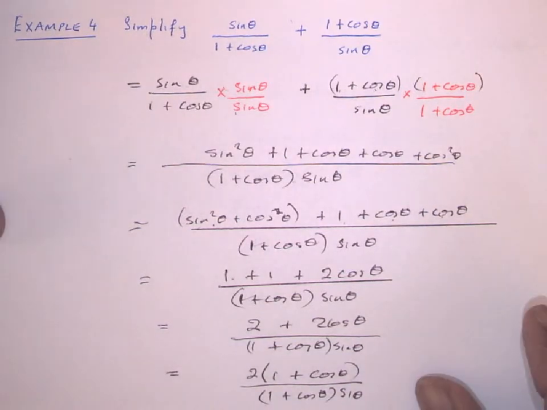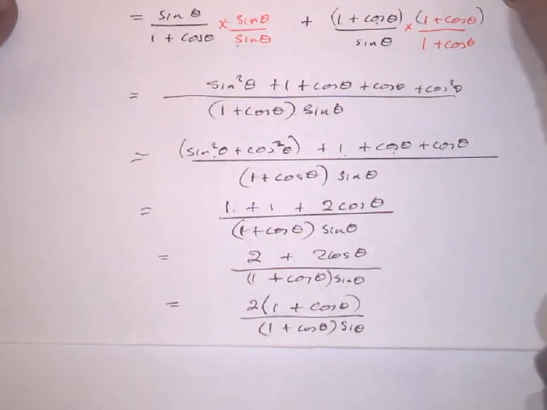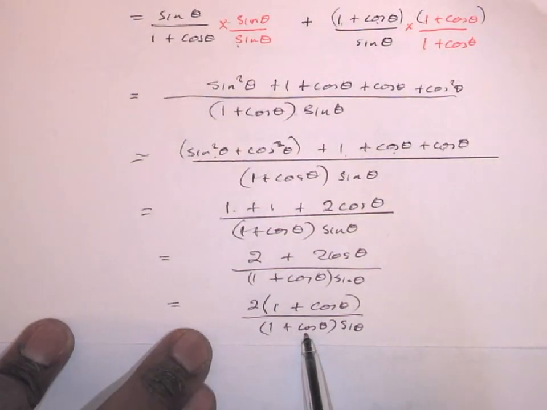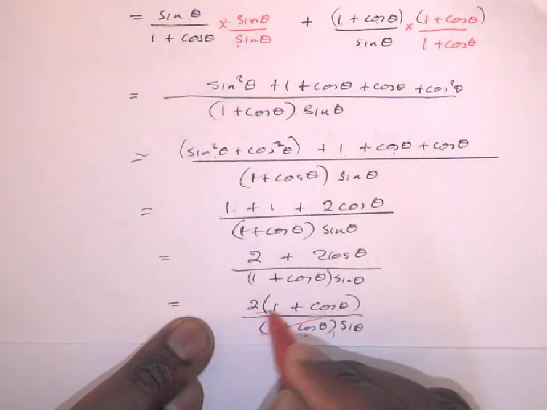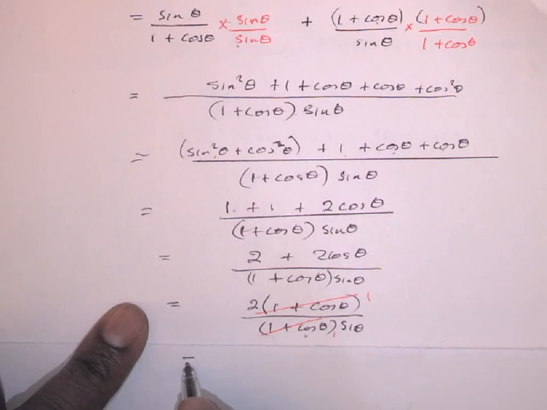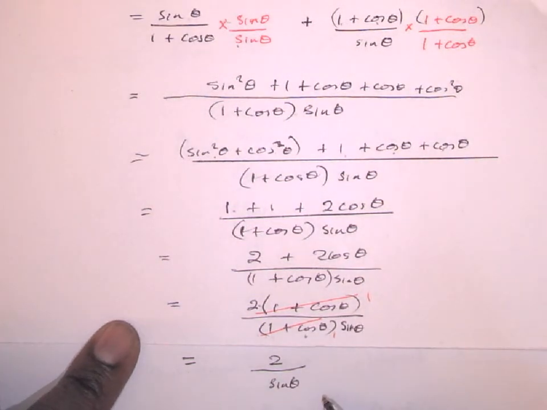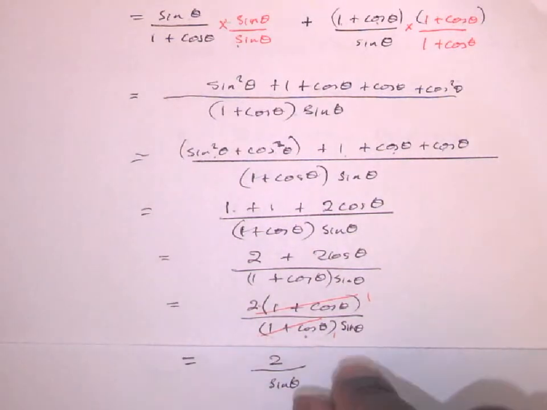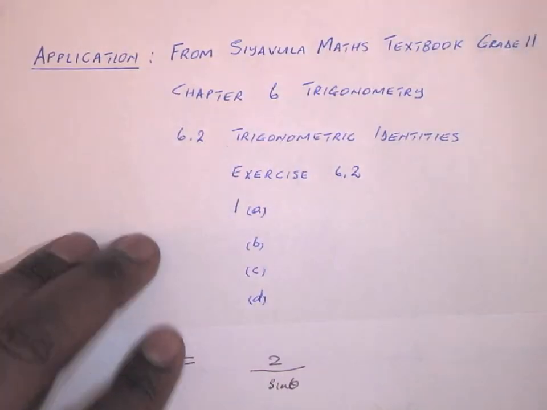So what will happen now? Let's check what's happening. There we go. This 1 plus cos theta cancels that 1 plus cos theta. That goes once, that goes once. So what am I left with on top there? I'm left with 2 times 1, which is 2, over sine of theta. That's an answer.